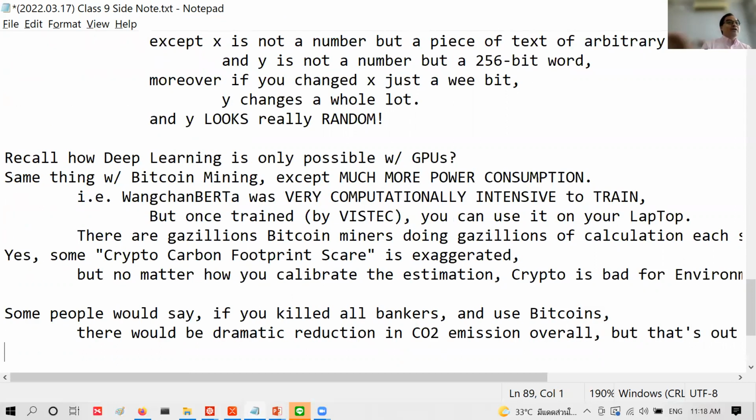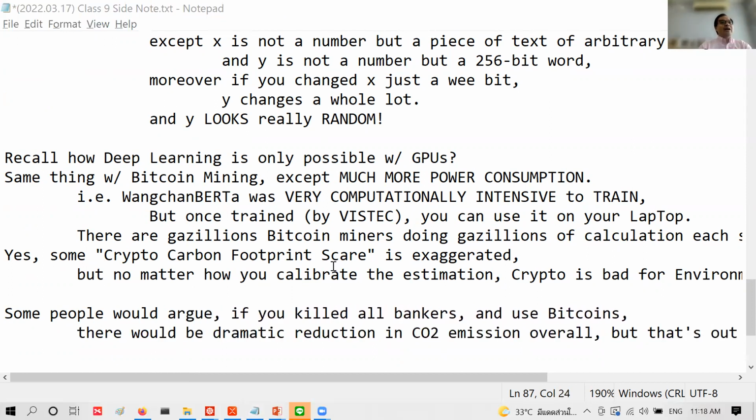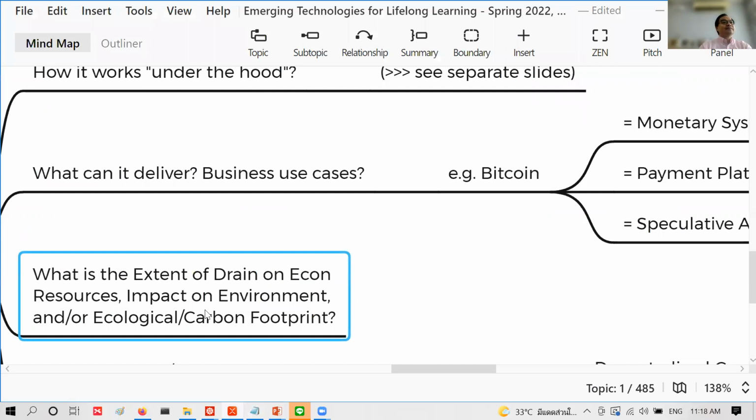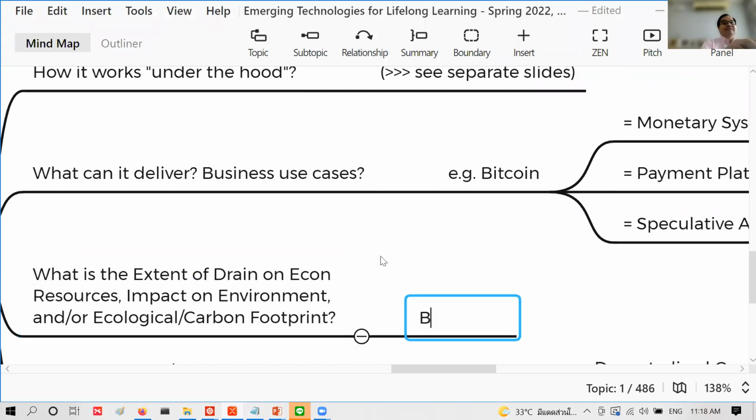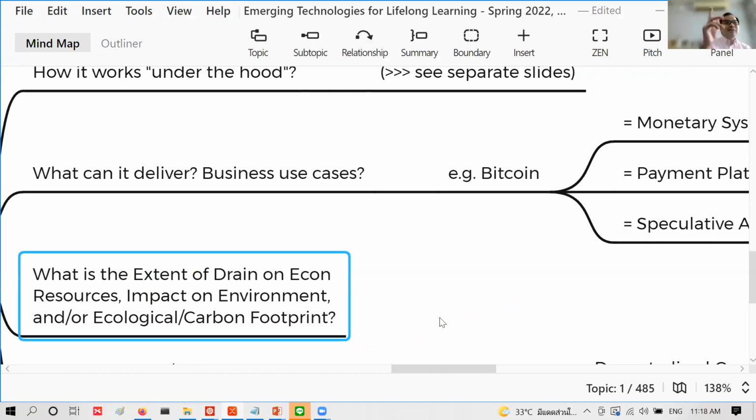Some people would argue that. Yeah, so the long and short of it is it's bad. Definitely bad. There's some over exaggeration, I admit to that, but overall it is bad. So Bitcoin, if it doesn't do anything, and right now it's not doing anything, all the Bitcoin mining, all the Bitcoin trading is speculation.